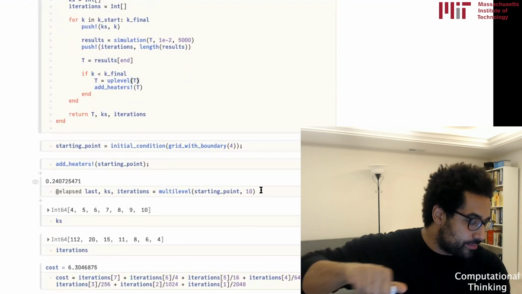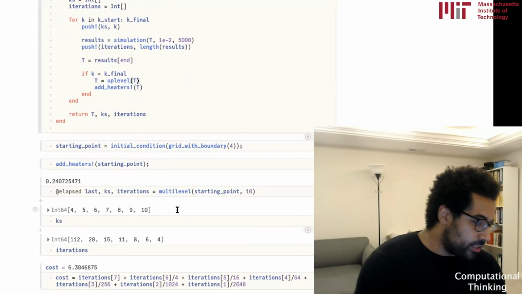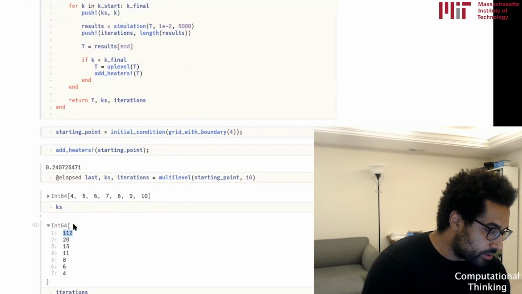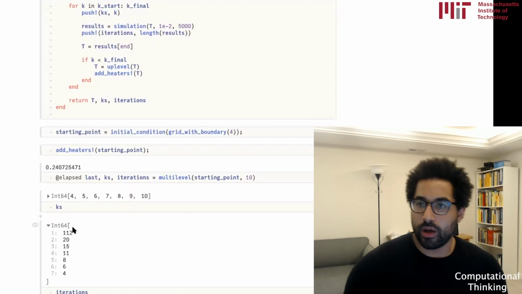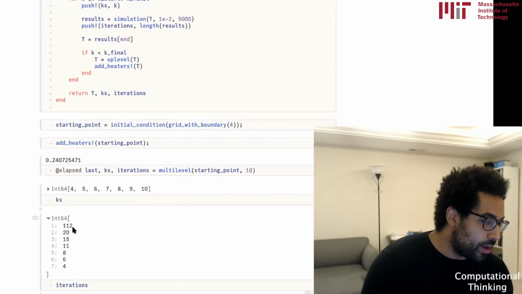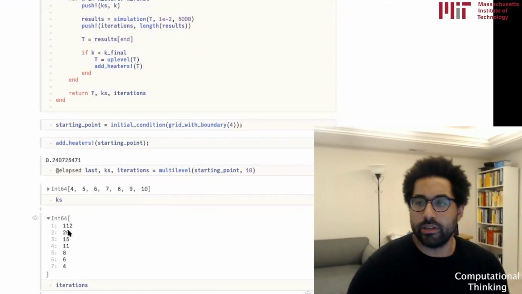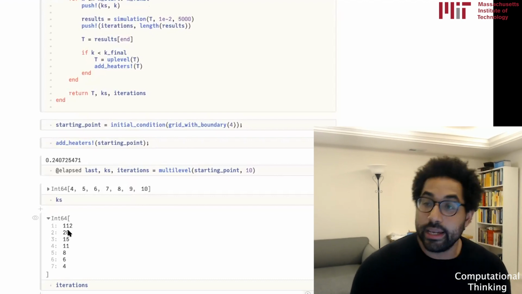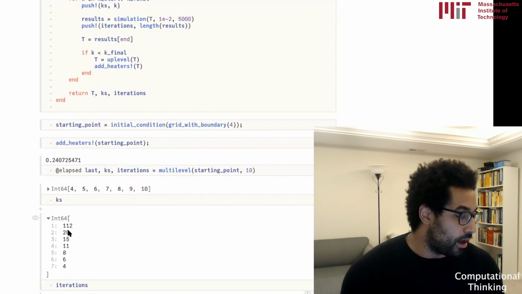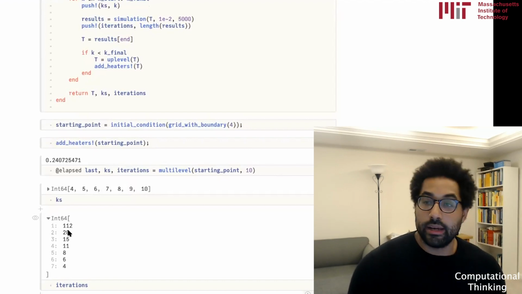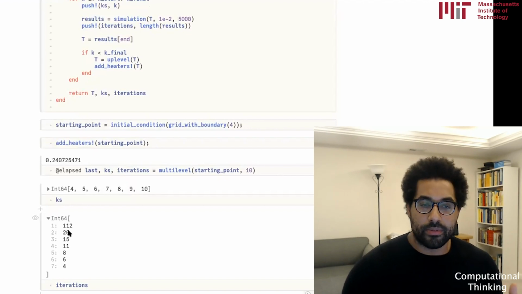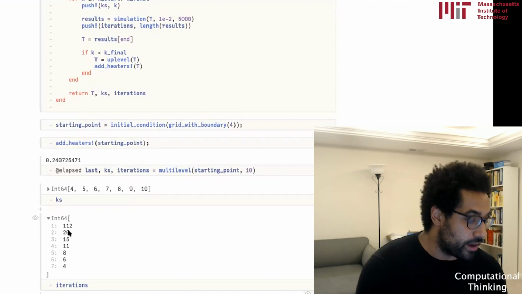And you'll see the number of iterations: on the 16 by 16 grid, it did 112 iterations. But when it maps up to the 32 by 32 grid, it only needed 20. On the 64 by 64 grid, it only needed 15. On the 128 by 128, it only needed 11. You can see that it's decreasing as we move our approximate solution to a finer and finer grid.